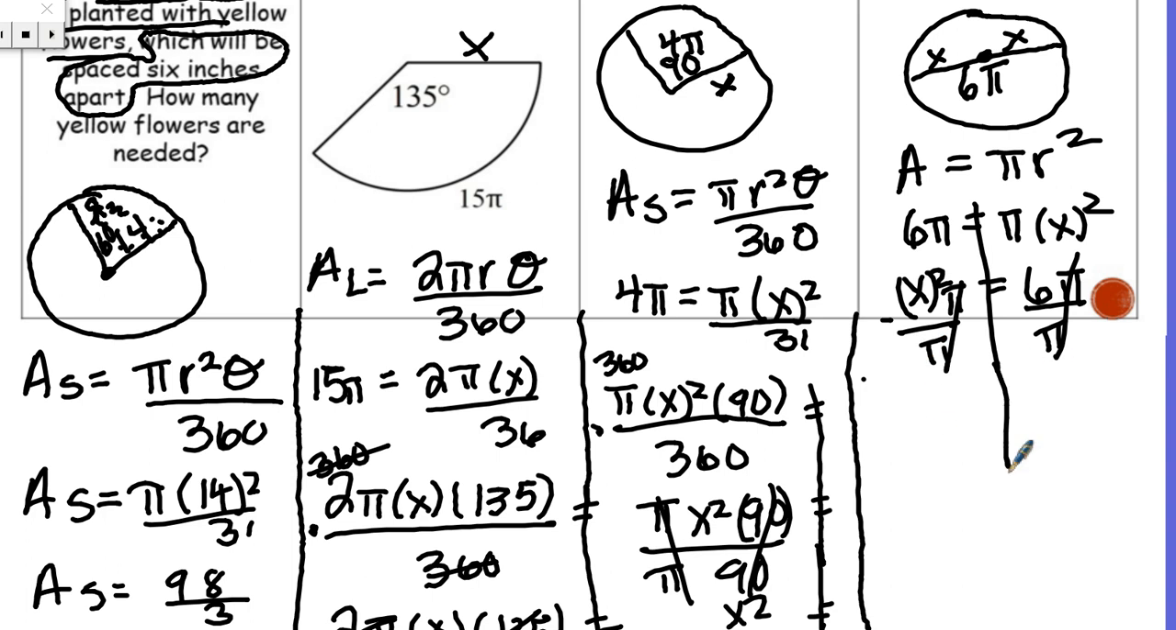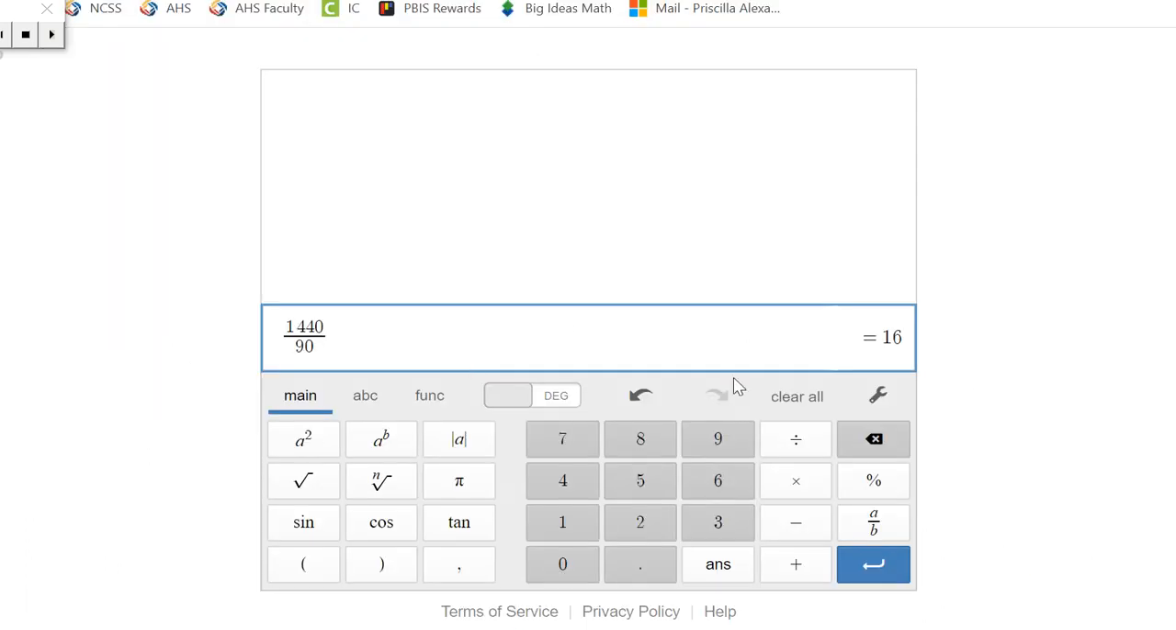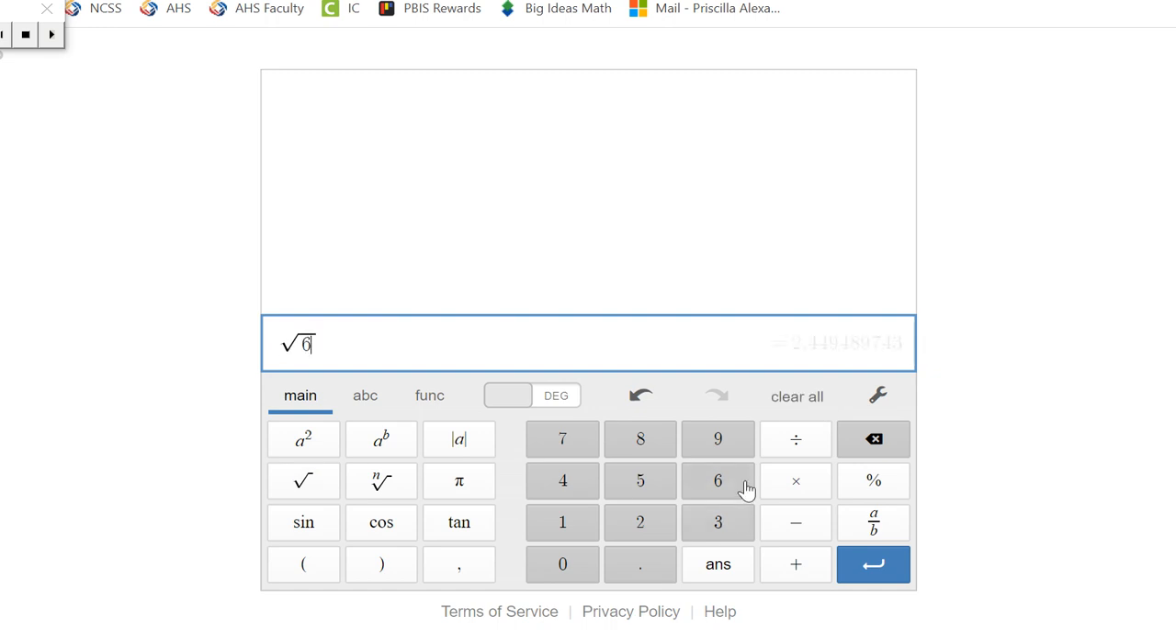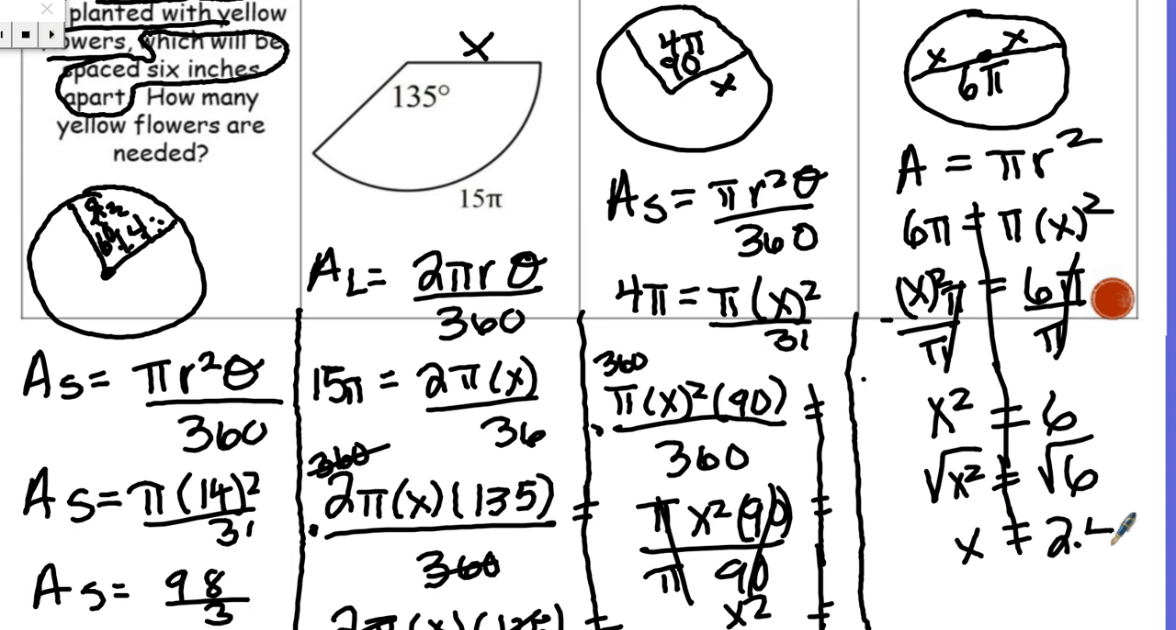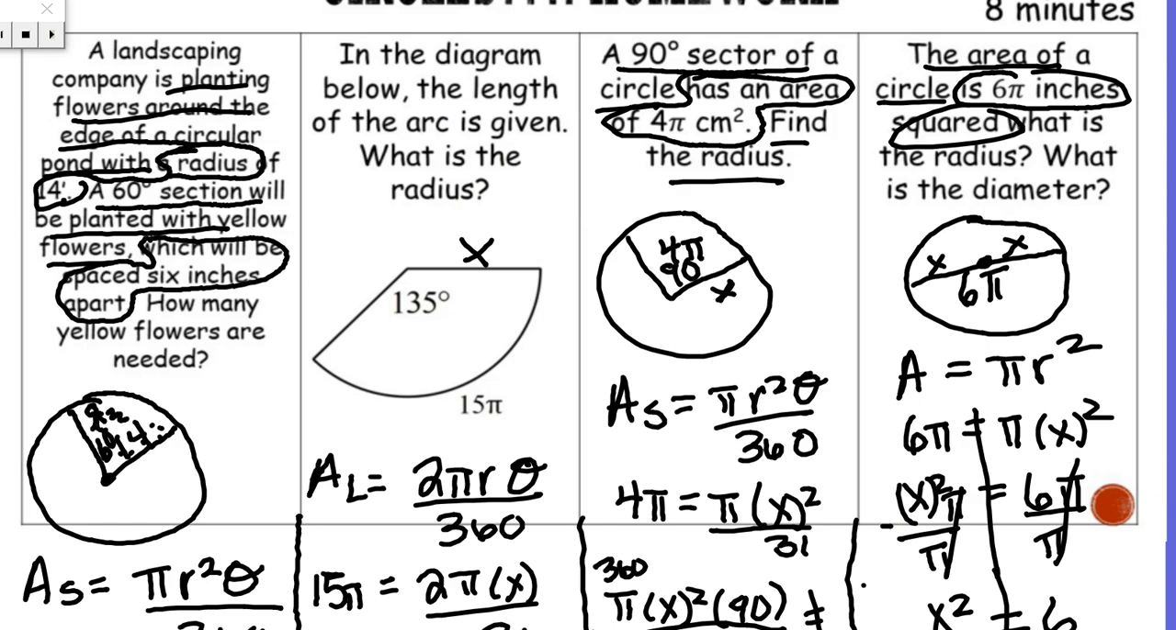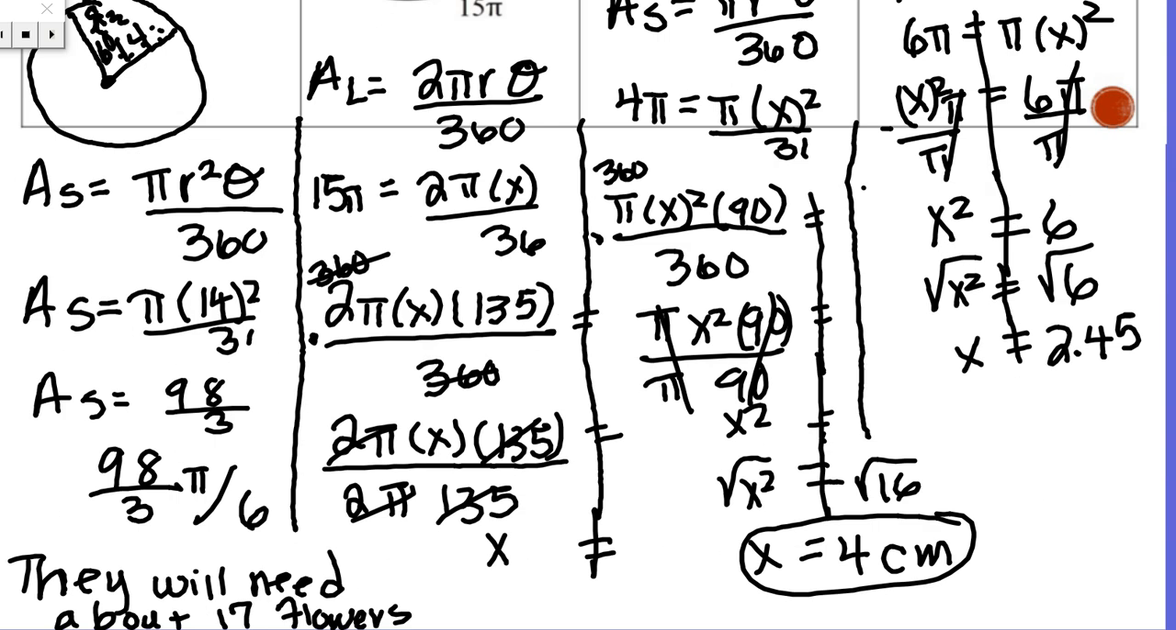Okay, so we get x squared equals 6. And then you're going to take the square root of both sides because we don't want x squared, we want x. So x equals, we're going to grab our calculator, square root of 6, and we get 2.45. So that is the radius, and this is in inches. So the radius is 2.45 inches.